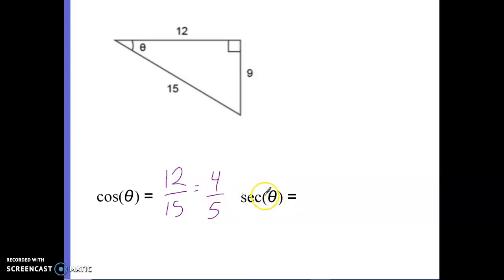Now, secant is going to be the reciprocal of that. Secant is going to be hypotenuse over adjacent. So I'm going to go back to my same angle theta. The hypotenuse is 15. And the adjacent, the side that's next to but not the hypotenuse, is 12. And if I simplify that, 3 goes into 15 5 times. 3 goes into 12 4 times. And so I can see that cosine and secant are reciprocals of one another. Basically, they flip each other upside down.